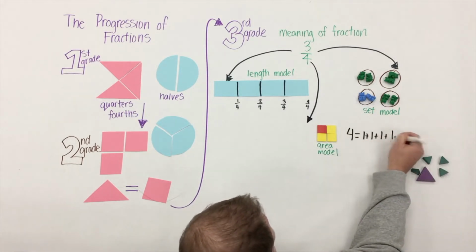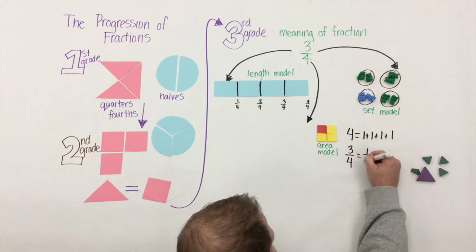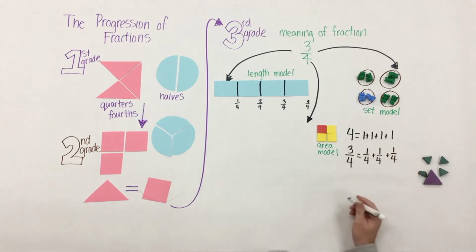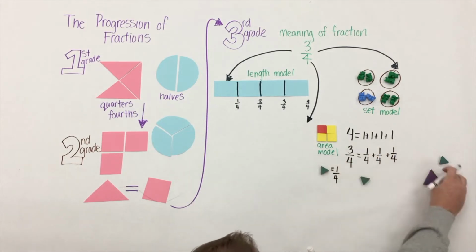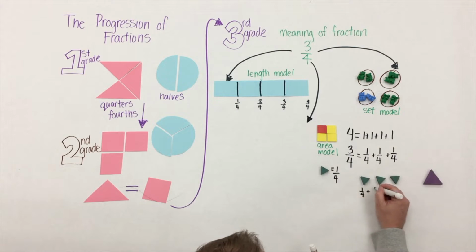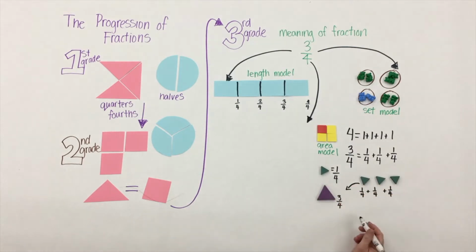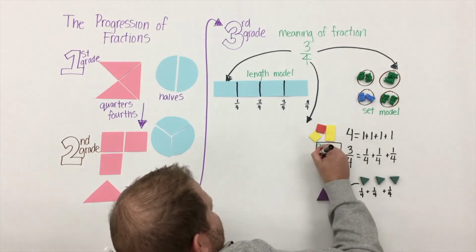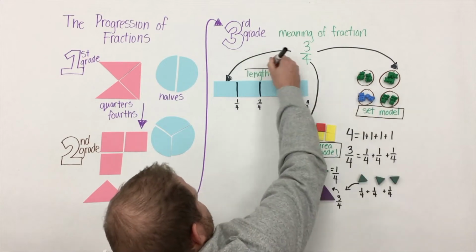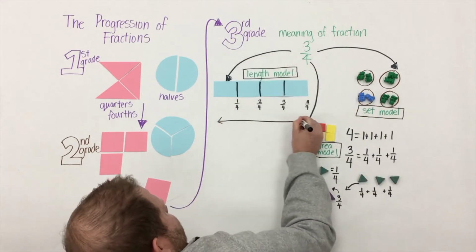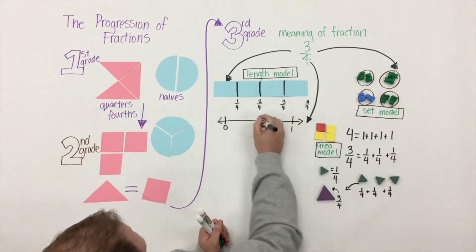As students are building this understanding, we need to make a connection back to their understanding of what they have with whole numbers. So just as whole numbers, take for example this number 4, is built from units of 1, fractions, in this case 3/4, is built from 3 1/4s, a fourth plus a fourth plus a fourth. Big understanding here. Let's go back to that length model.